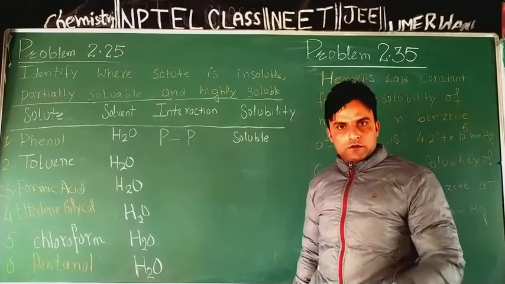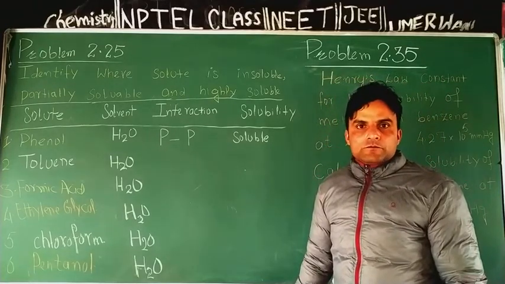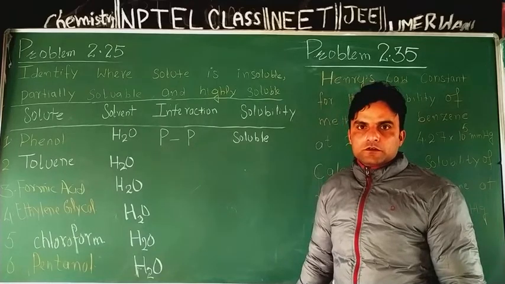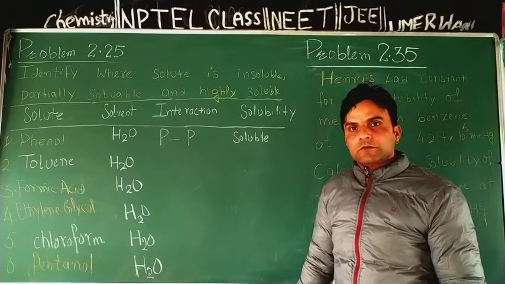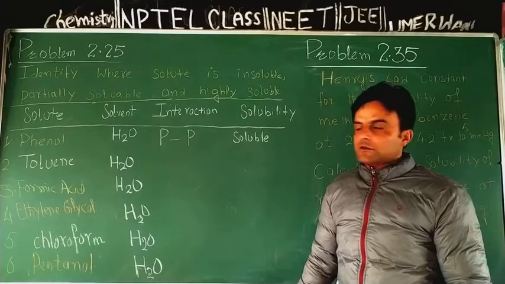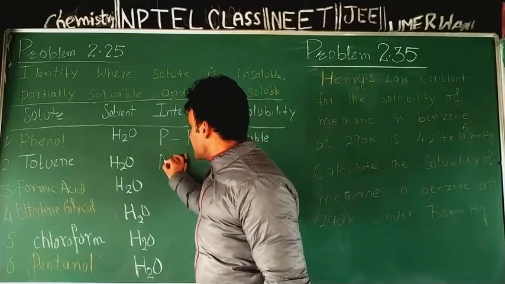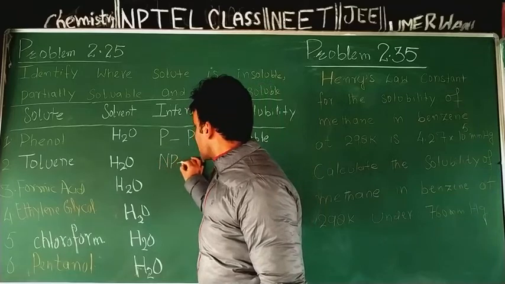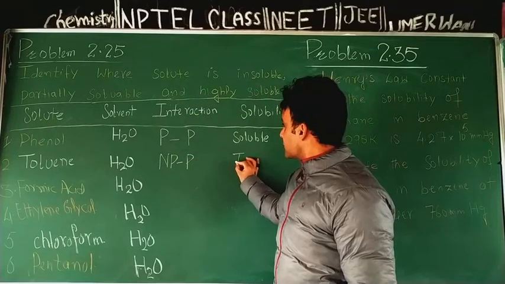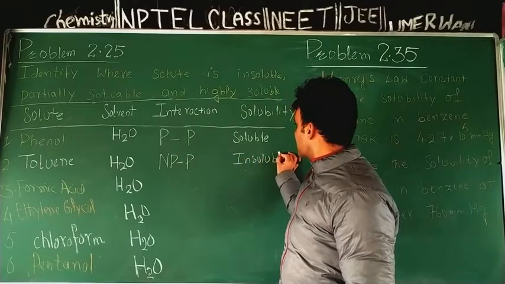Next is toluene. Visualize solution of toluene in water. Toluene is benzene ring C6H5, which is hydrocarbon, non-polar in nature, but to this benzene ring is attached CH3 group, that too is non-polar. So toluene in total is non-polar. In solution, solute is non-polar, solvent is polar. It will be insoluble. Toluene will be insoluble in water.